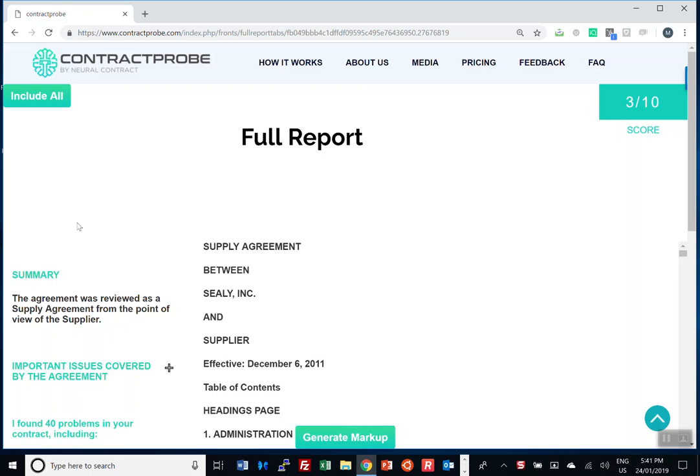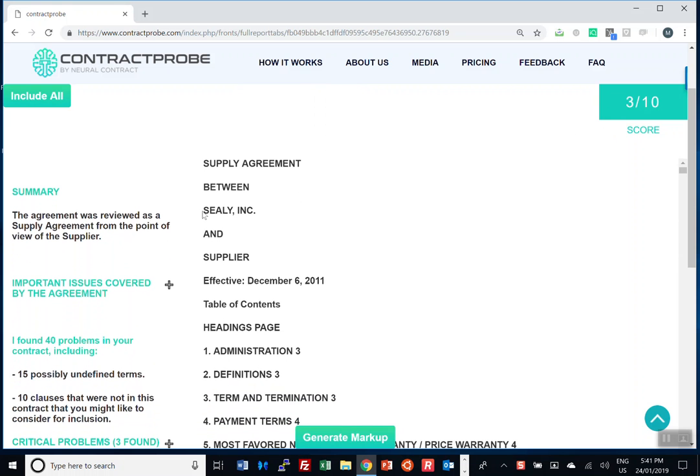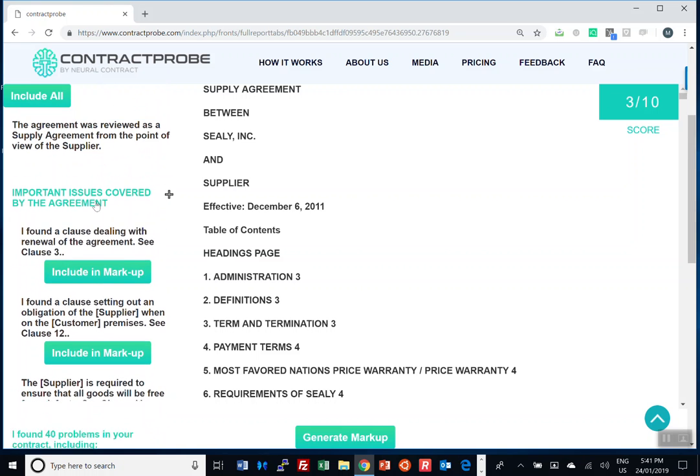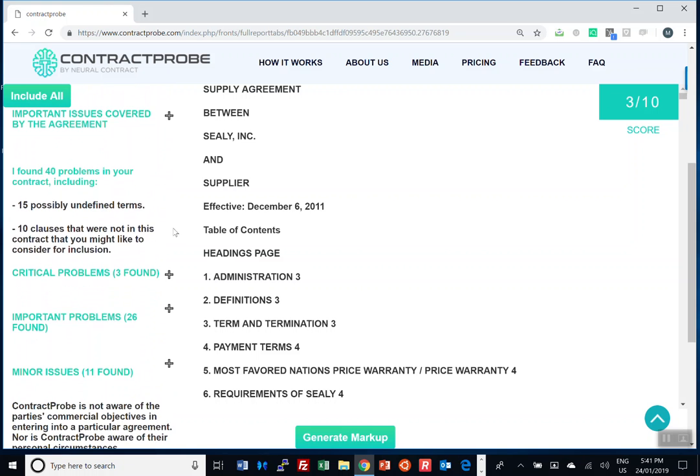The report itself is contained on the left-hand side of the page. The draft contract in full text form is set out on the right-hand side of the page. The user can get to see a summary of the types of issues which are covered by the contract. The user can also see the problems with the contract, in this case 15 undefined terms and many clauses which are missing, which should be included.